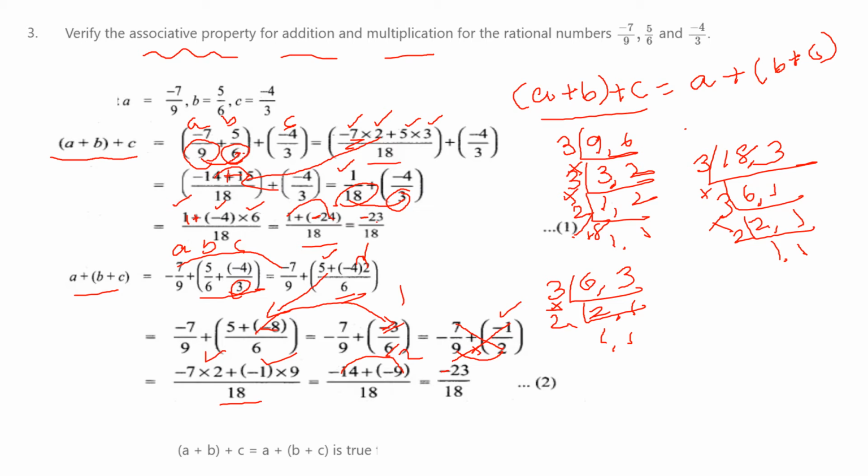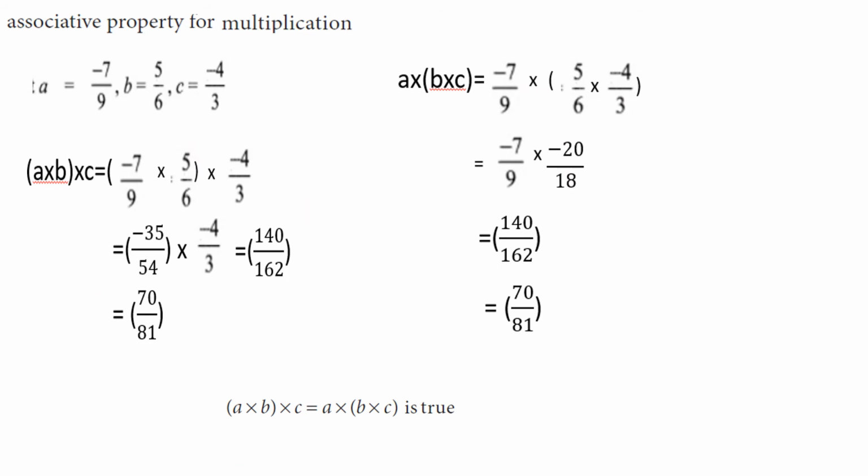This is the second RHS answer. Here we see that one answer is equal to the second answer. The first answer is equal to the second one. Therefore, it is true for addition. Which property? Associative property. Second subdivision, associative property for multiplication.